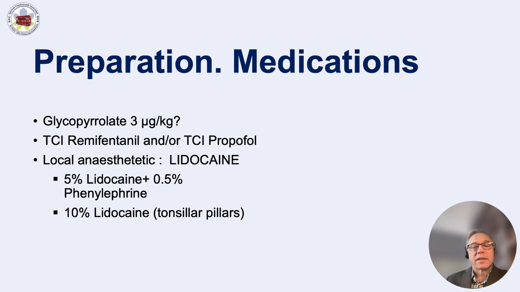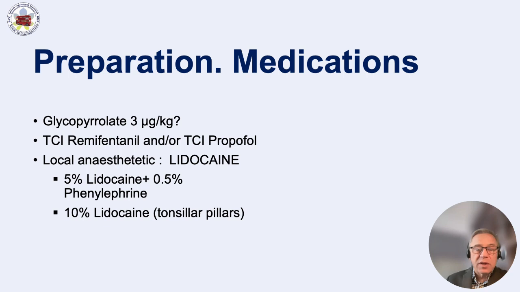Okay, let's continue with medications. You need glycopyrrolate. Traditionally, we've been using 3 micrograms per kilogram or 200 mics of glycopyrrolate to dry the secretions. It's not essential. If you don't have it, you can do it without it. We use TCI remifentanil with or without TCI propofol. DAS protocol recommends using just remifentanil. I use both, but I do not increase TCI propofol more than 1.